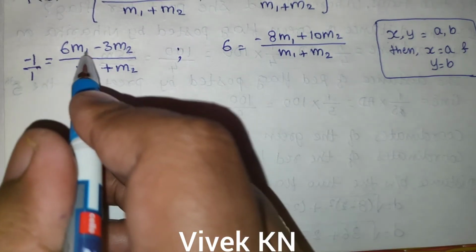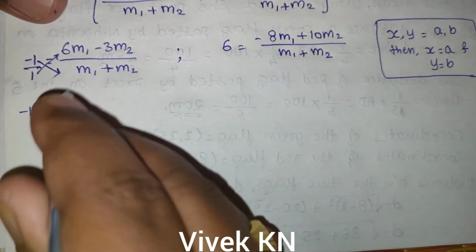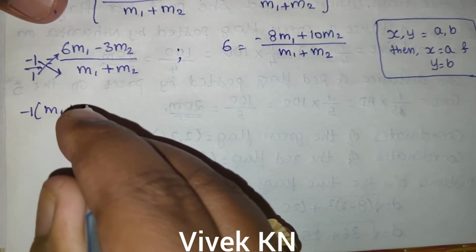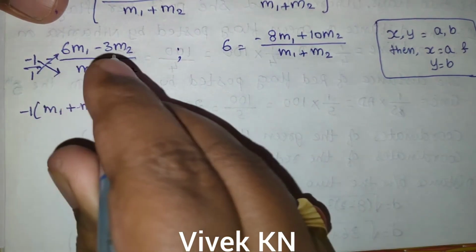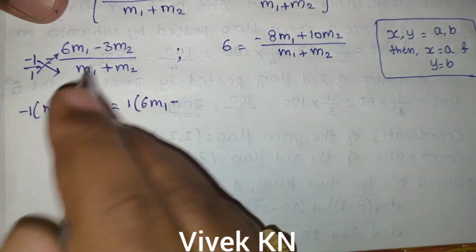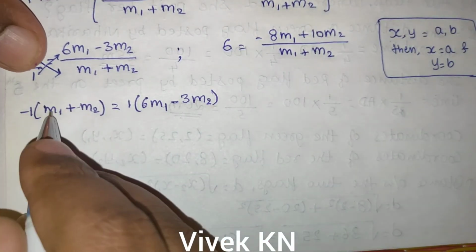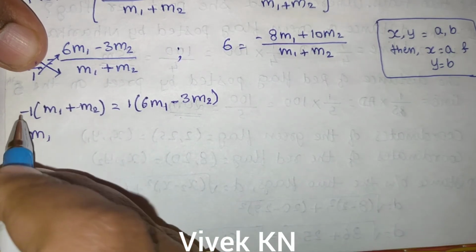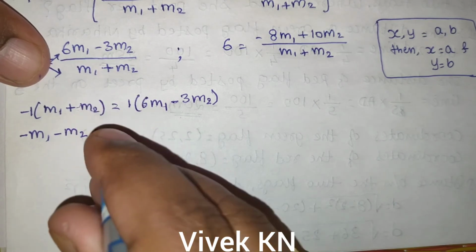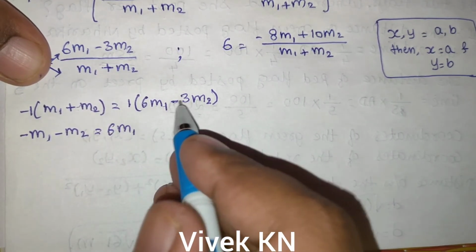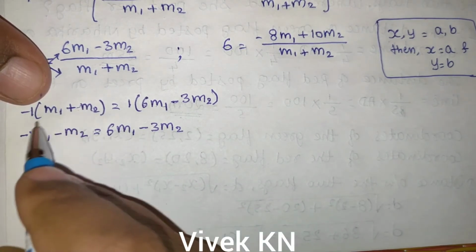Now let us do cross multiplication here. That is, -1 into (m1 plus m2) is equal to 1 into (6m1 minus 3m2). Minus 1 into m1 is minus m1, minus 1 into m2 is minus m2, which is equal to 1 into 6m1 is 6m1, and 1 into minus 3m2 is minus 3m2. Now let us shift all the terms of the LHS to the RHS.